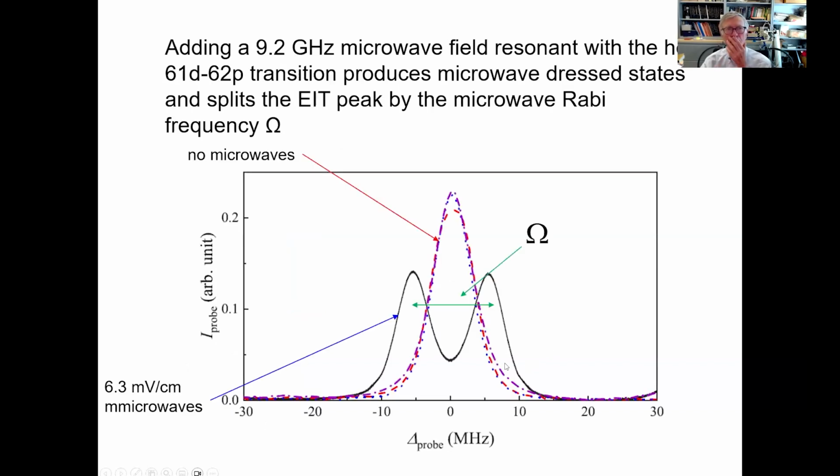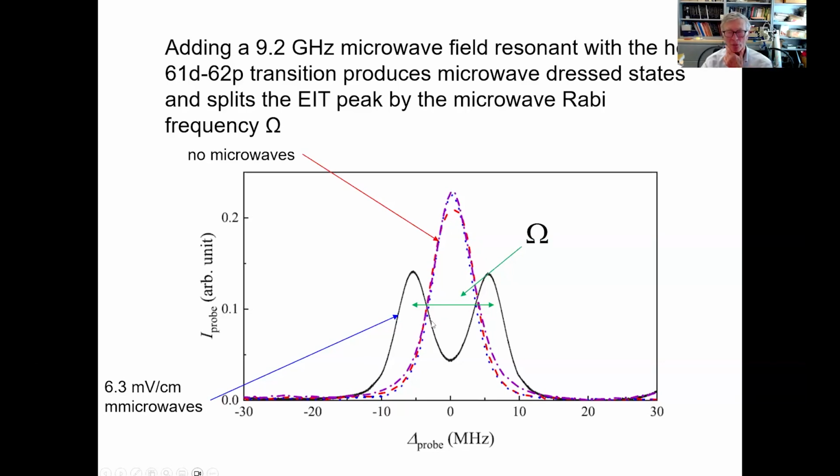And if I do that, this is an example of the 61D to 62P transition. This is the EIT peak in the center with no microwaves. And when I add a microwave field, it splits. And so I get this pair of peaks here.